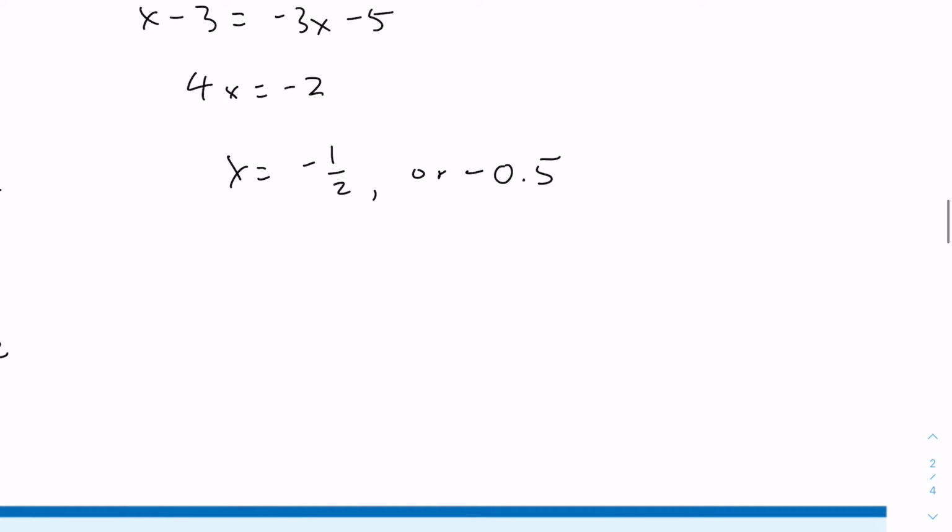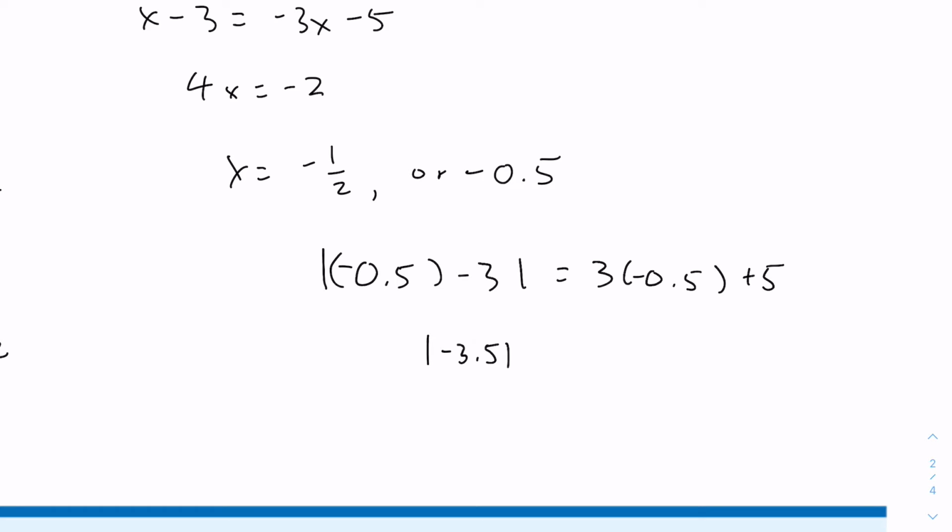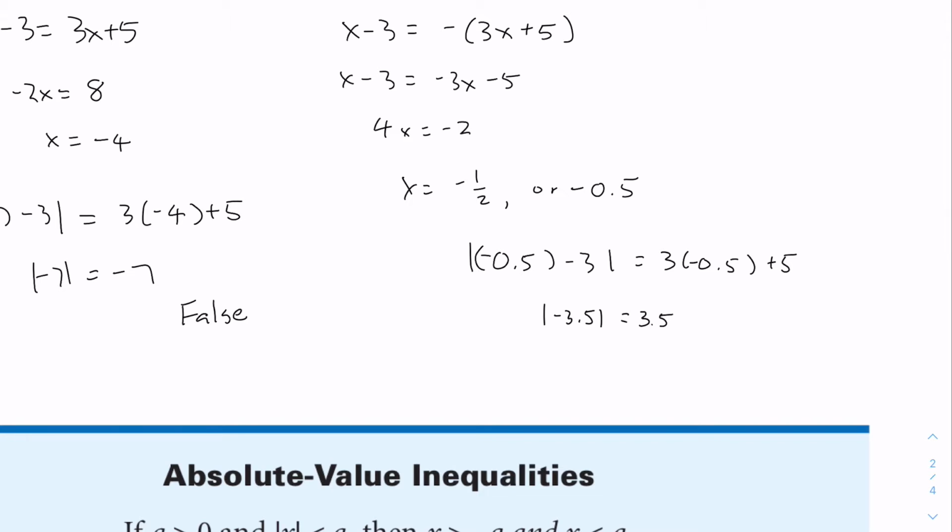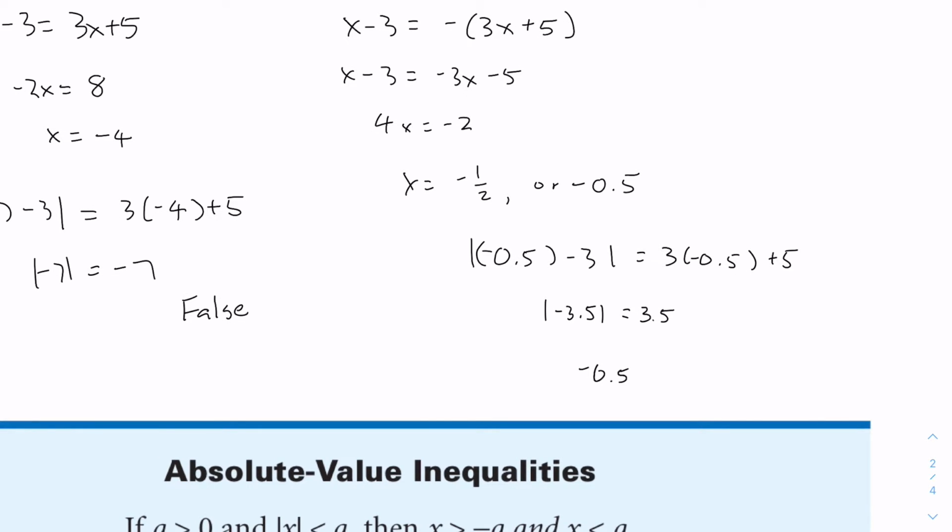For the right equation, you plug negative 0.5 back into the equation, which will be the absolute value of negative 0.5 minus 3 equal to 3 times negative 0.5 plus 5. And the absolute value of negative 3.5 would equal 3.5, which means that negative 0.5 or negative 1/2 would be the solution for this problem.